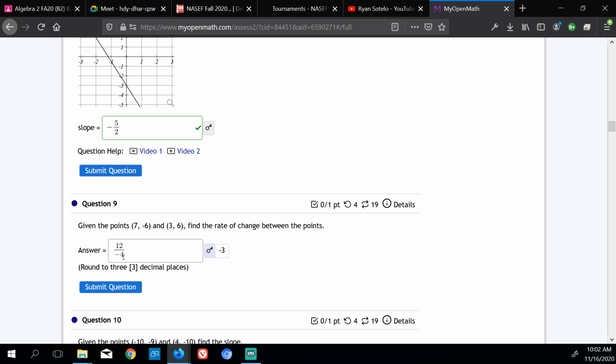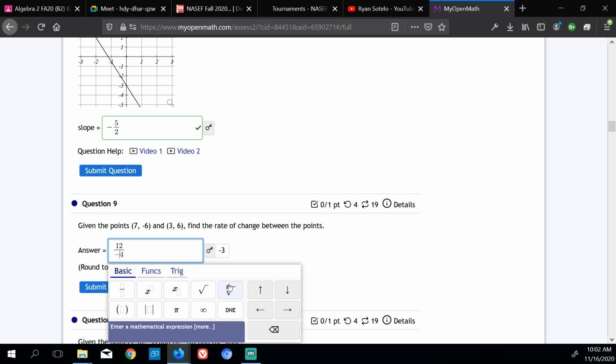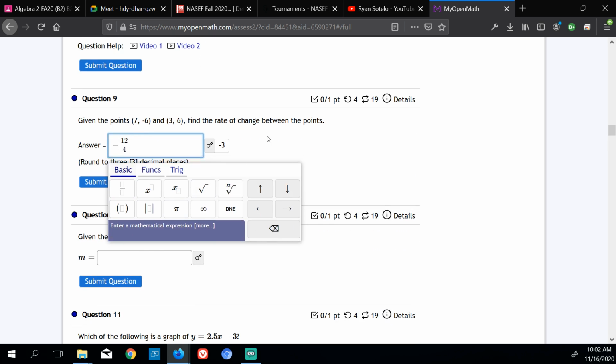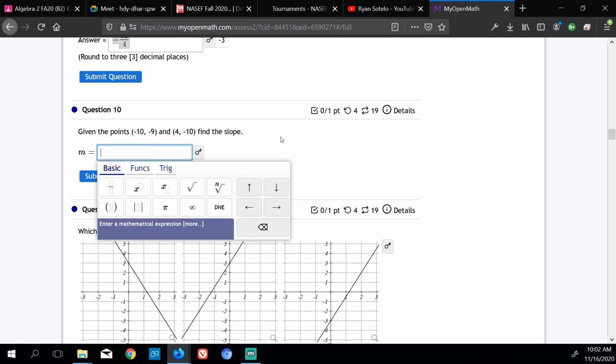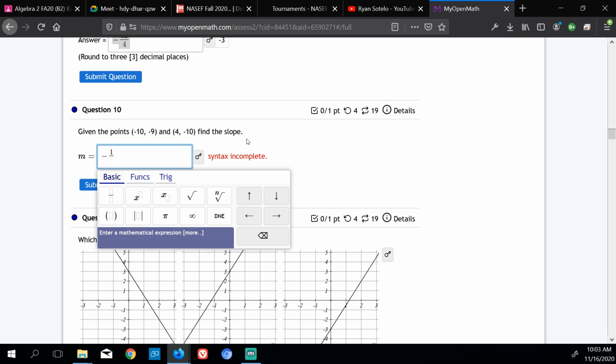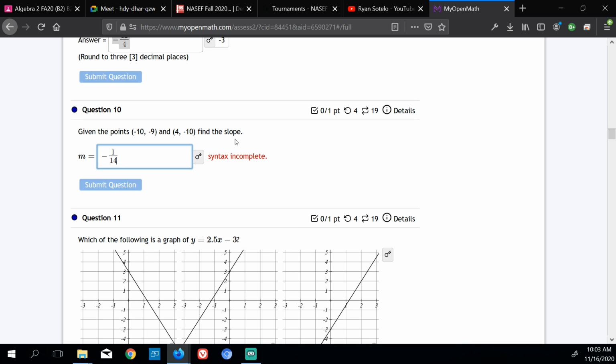-3. Good. One thing I'll point out is if you have a negative in the bottom, that's the same as this. And those are the same as this. So you can write it any way. But yeah, it should be -3. How about this one? What's the slope? So it's -10 minus 9. Minus -9. -1. -1 over 14, yeah. Good.